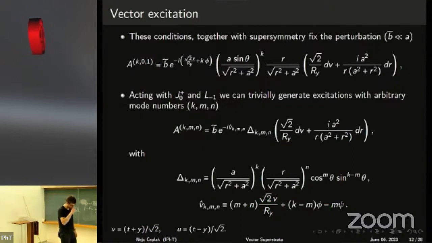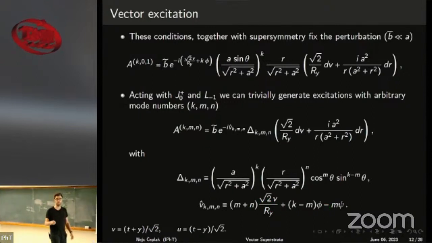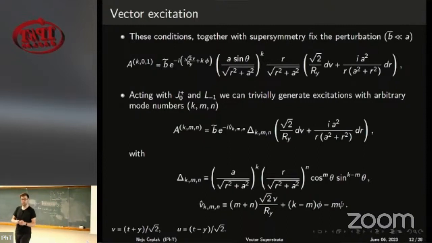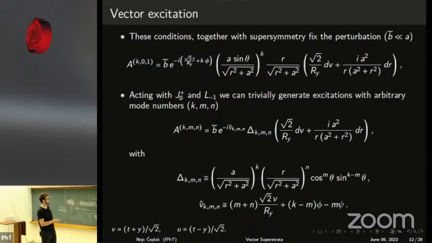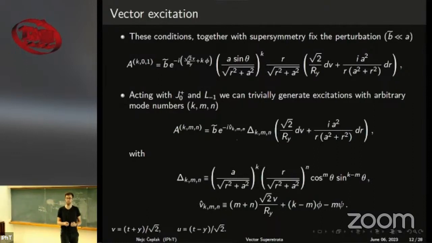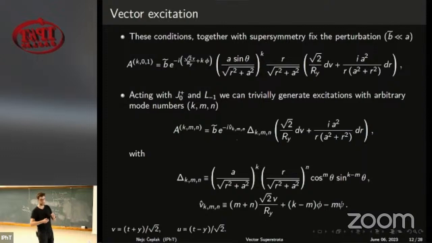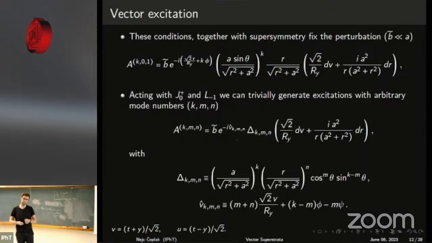One thing that is important here: you might ask why we haven't considered the vector multiplets when considering two-charged microstates. The reason is that these solutions start with n equal to 1. So all of these perturbations are v dependent, and when you backreact them, all of these solutions have momentum. So there are no non-trivial vector superstrata which are two-charged solutions.